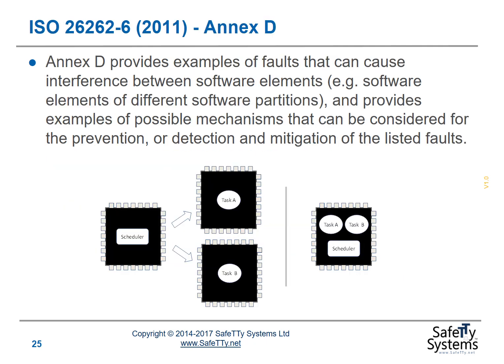If we look at ISO 26262 briefly, Annex D in Part 6 provides examples of faults that can cause interference between software elements. For example, software elements in different software partitions. And this annex provides examples of possible mechanisms that can be considered for the prevention, detection and mitigation of the various faults.